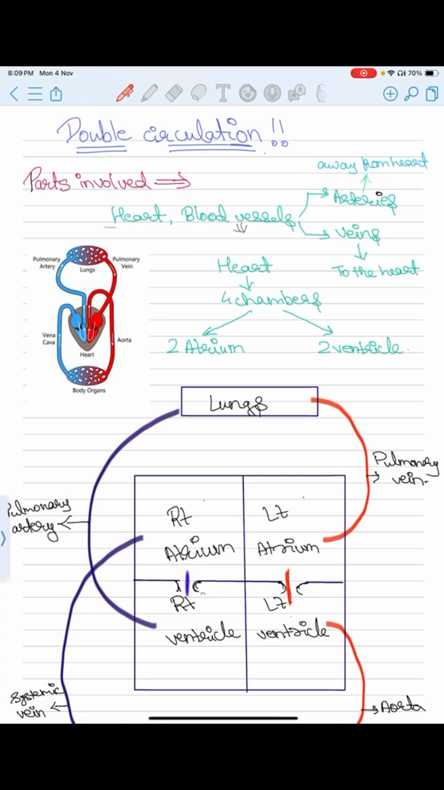First is the heart, which is also called the pumping organ, as it pumps blood to all the organs. And second are the blood vessels. Now, blood vessels are the ones which, as a pipe, carry blood throughout the body.